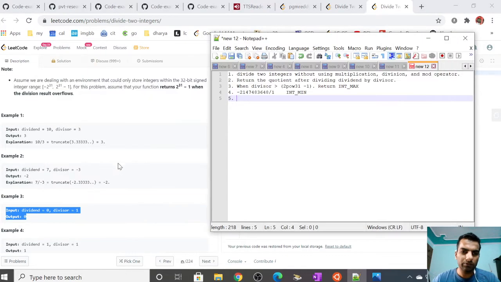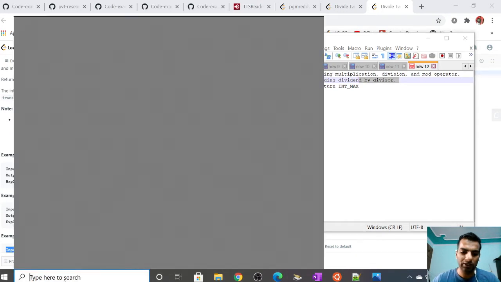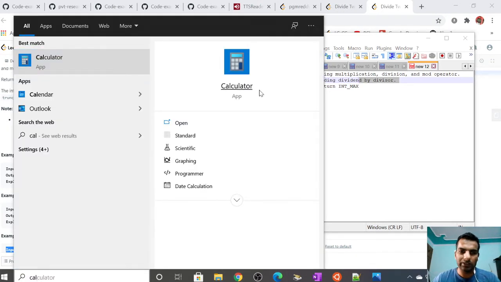The case which should be thought of and taken care of is the overflow case. So it says that when the result is greater than 2 raised to power 31 minus 1, then you have to return integer max. So I'll just tell what integer max and min are.